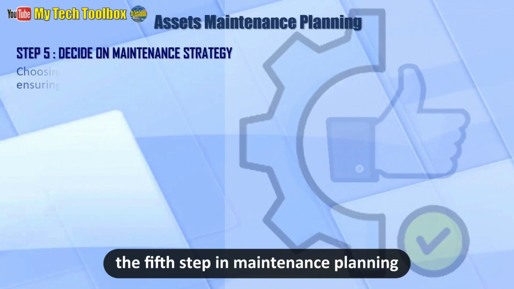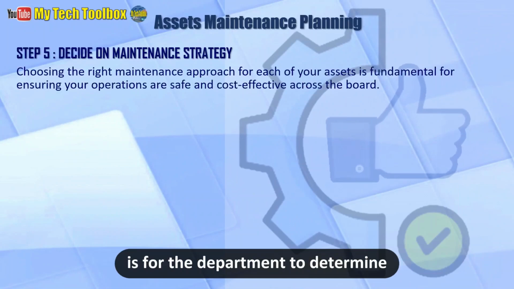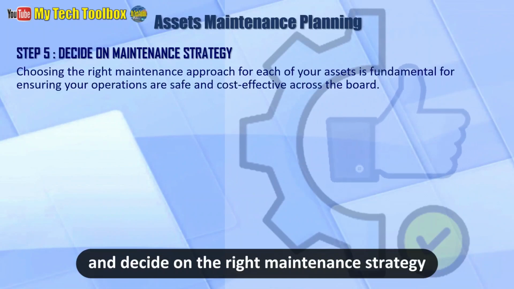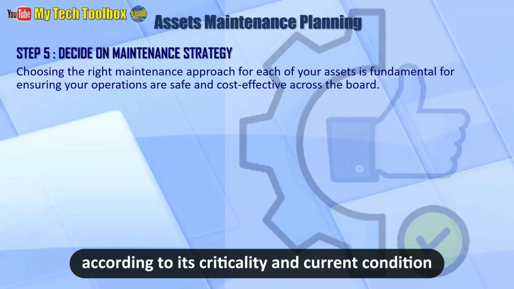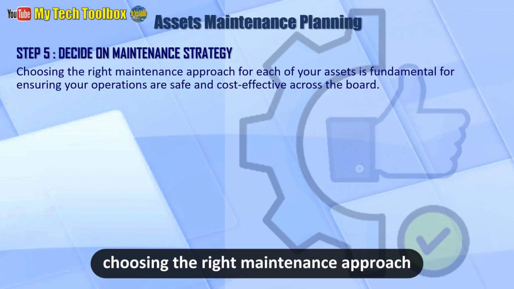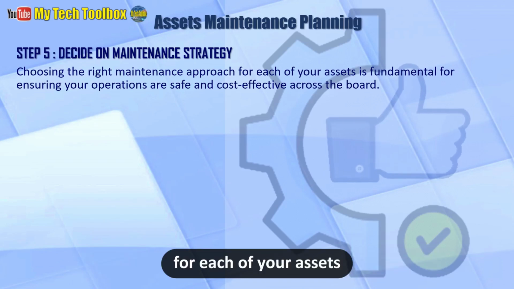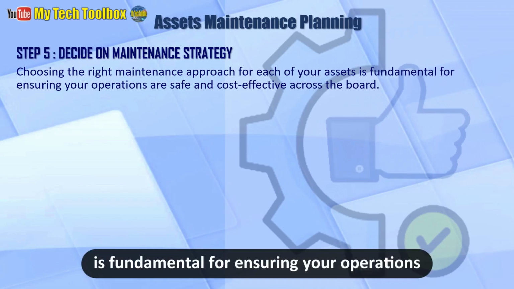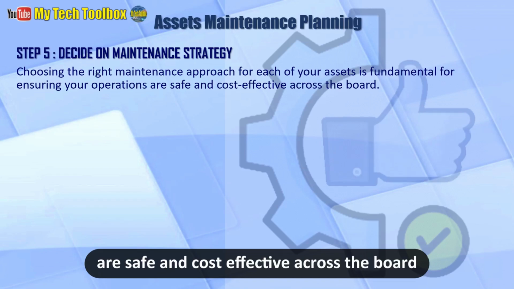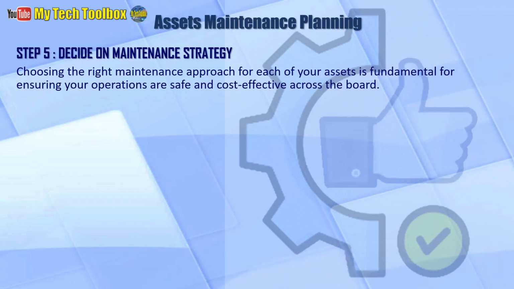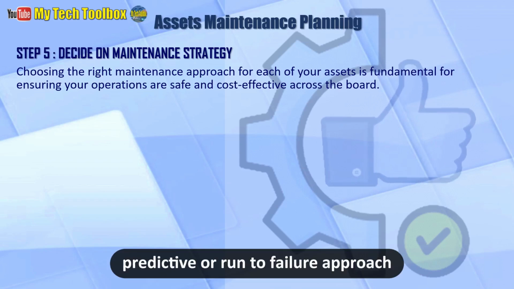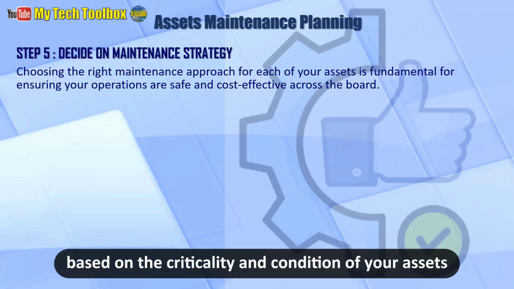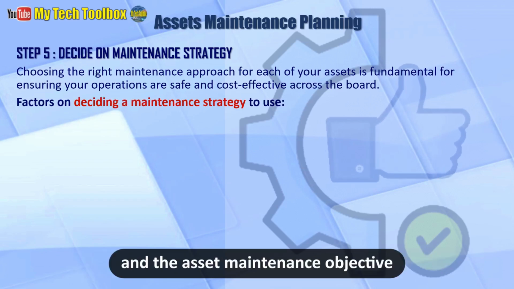The fifth step in maintenance planning is for the department to determine and decide on the right maintenance strategy for the company's assets according to its criticality and current condition. Choosing the right maintenance approach for each of your assets is fundamental for ensuring your operations are safe and cost-effective across the board. Whether you decide to use a preventative, predictive, or run-to-failure approach, this must be selected based on the criticality and condition of your assets and the asset maintenance objective.